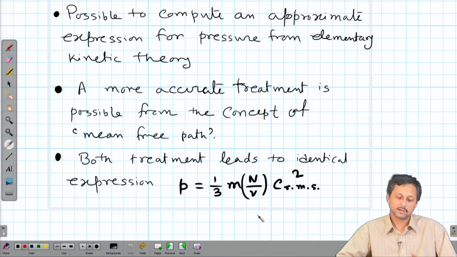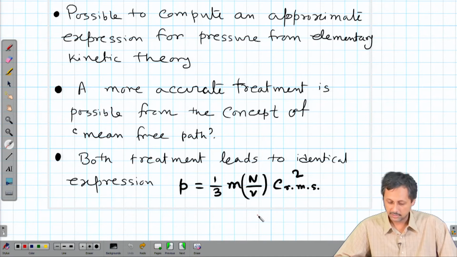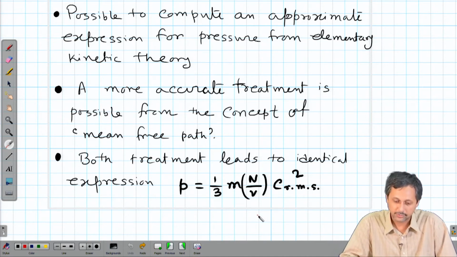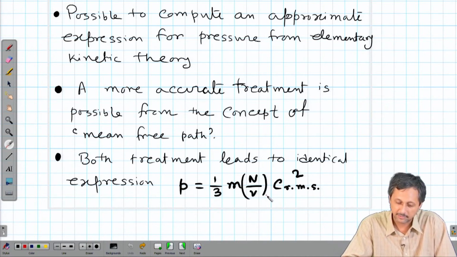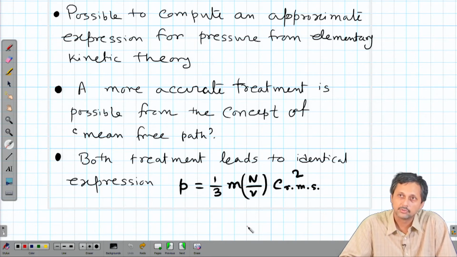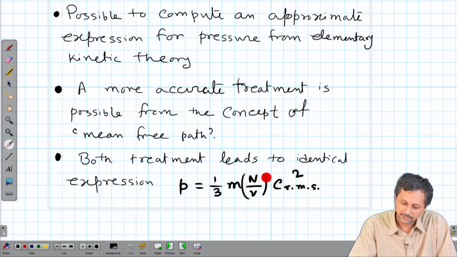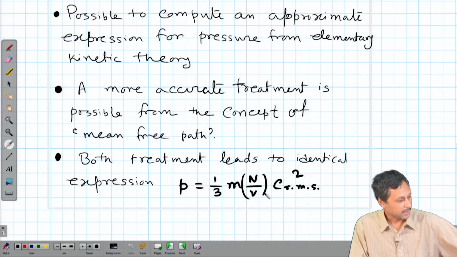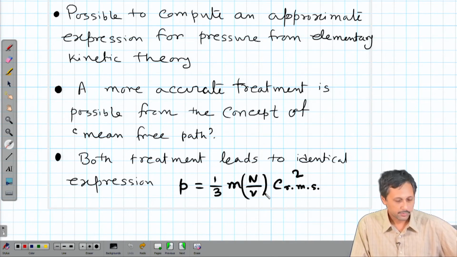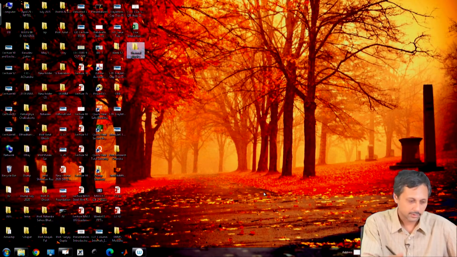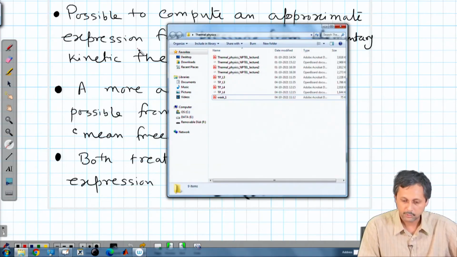Sometimes we mix it up with the number of moles that is present. So once we have to write this density explicitly, probably we will try to use a slightly different symbol for it, but for now I have just written n by V. Okay. So with this, what we are going to do is some problems.